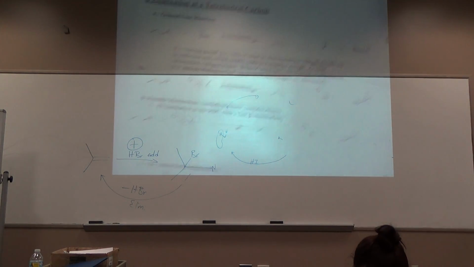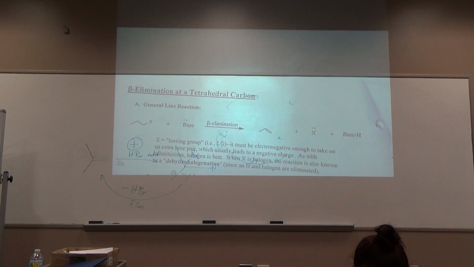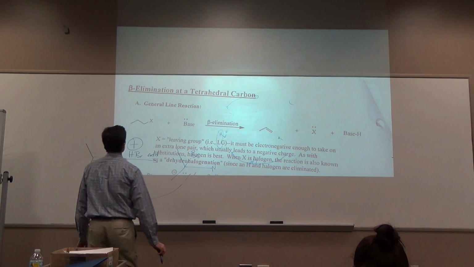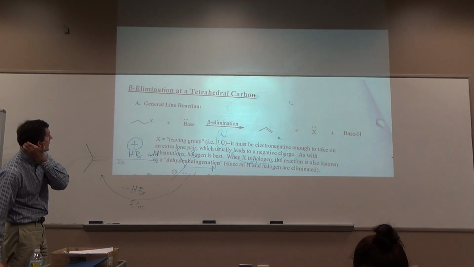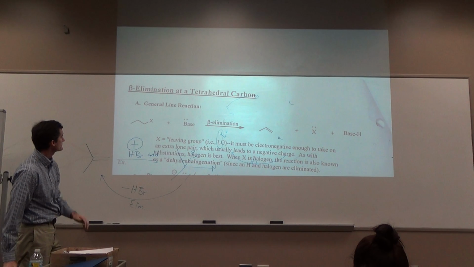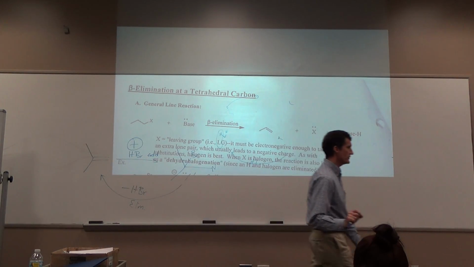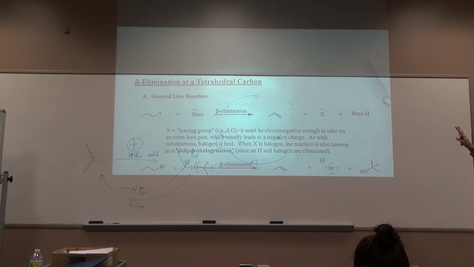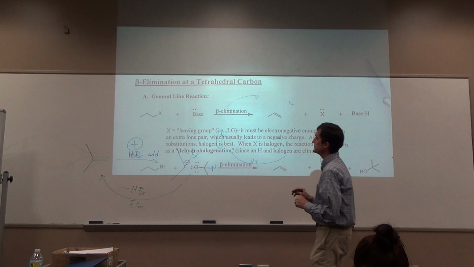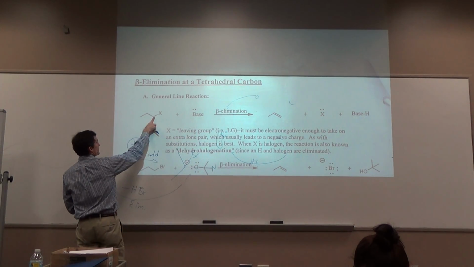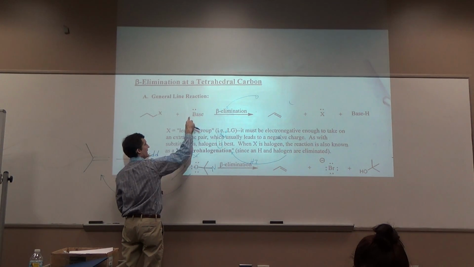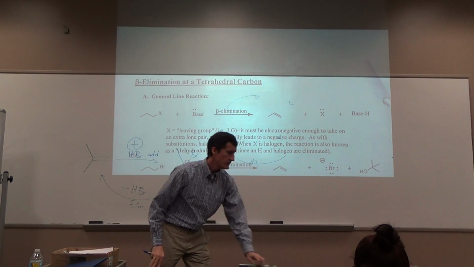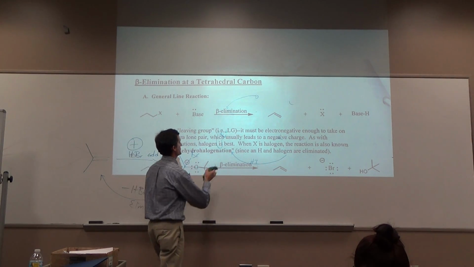Elimination. Okay, our heading up here. Beta elimination. Out of tetrahedral carbon. Just like with our substitution handout, we're going to introduce this in a very analogous way. First, I'm going to show you a general line reaction. Tetrahedral carbon with a leaving group. You've got to have a base to do an elimination. Of course, bases can also be nucleophiles, so they have dual character.